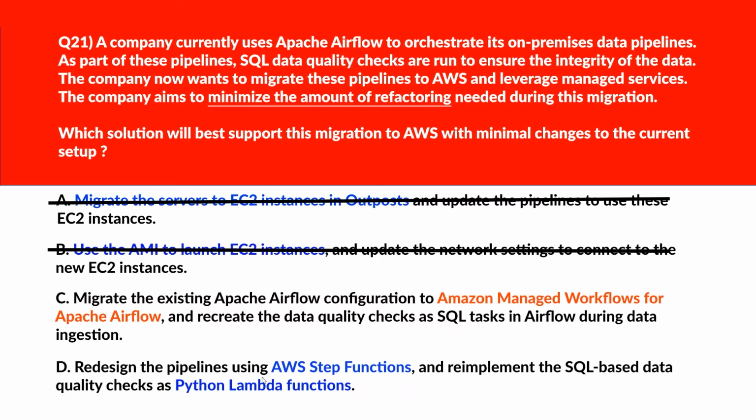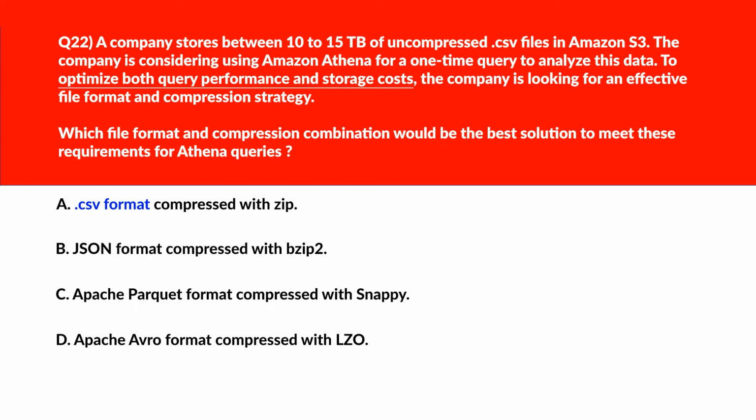Let's move to option D. This is redesign the pipelines using AWS Step Functions and re-implement the SQL-based data quality checks as Python Lambda functions. AWS Step Functions and Lambda functions require significant changes to the pipeline. Hence incorrect. We will lock option C as the correct answer. Alright, now let's look at this question. We need to optimize the query performance as well as storage cost.